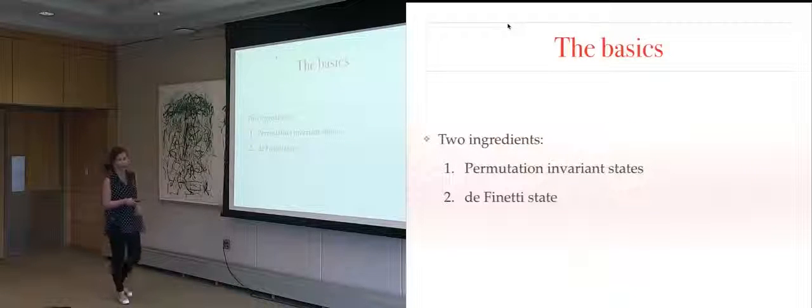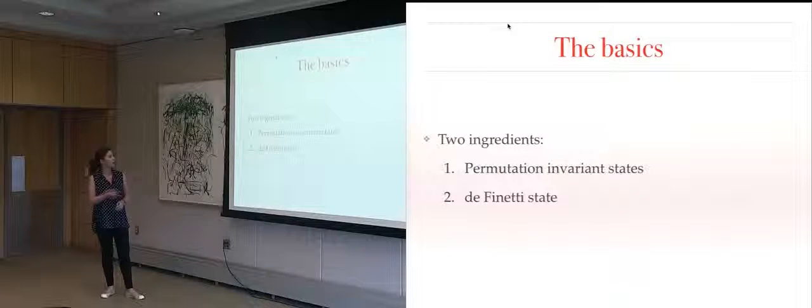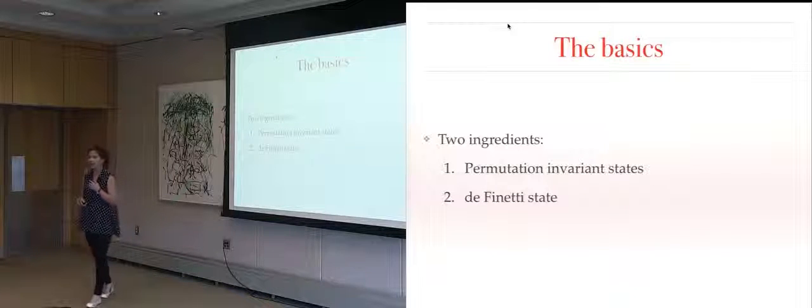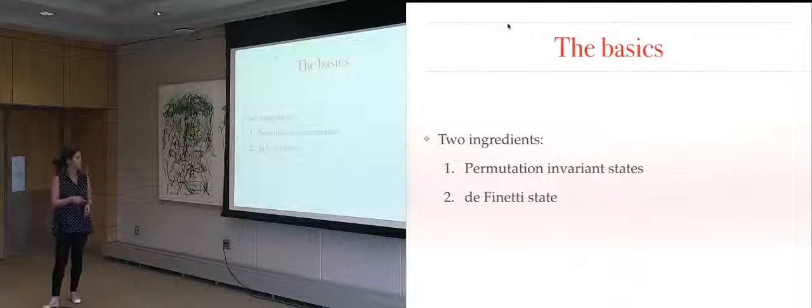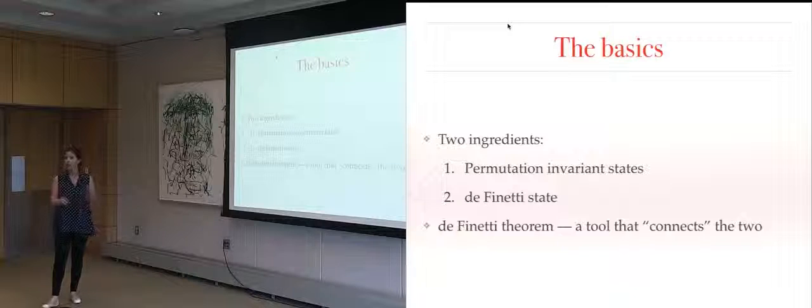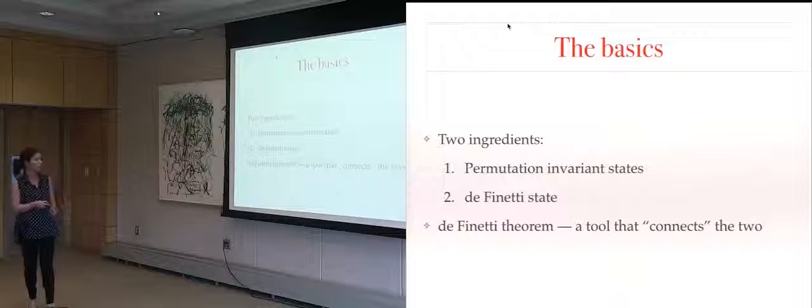So now we're in the second part about the de Finetti theorems in the context of games. In the de Finetti theorems, the way I see it at least, there are two main ingredients. The first one is what we call a permutation invariant state, and the second is the de Finetti state. The de Finetti theorem is basically just a tool that connects these two ingredients. So let's start with the ingredients, and then we will see the tool.